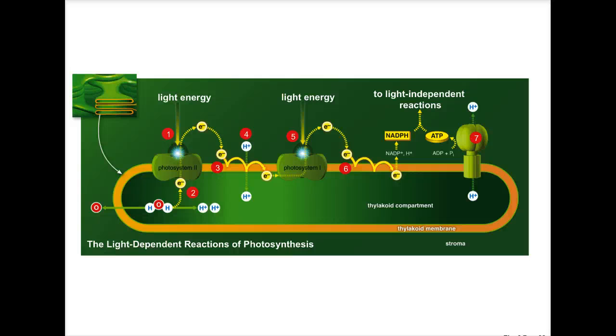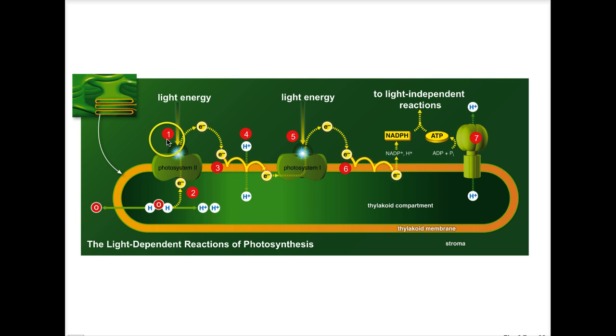So let's go into a little bit more depth on those light-dependent reactions of photosynthesis. As you can see here, it has been broken down into 7 basic steps. Notice where we are located. If we look at this little view here, we are taking one thylakoid membrane and zooming in on it. So the orange again is the thylakoid membrane, which we discussed in the previous slides. And in here is the thylakoid compartment. Out here would be the stroma, and this is where the enzymes for the light-independent reactions would be.